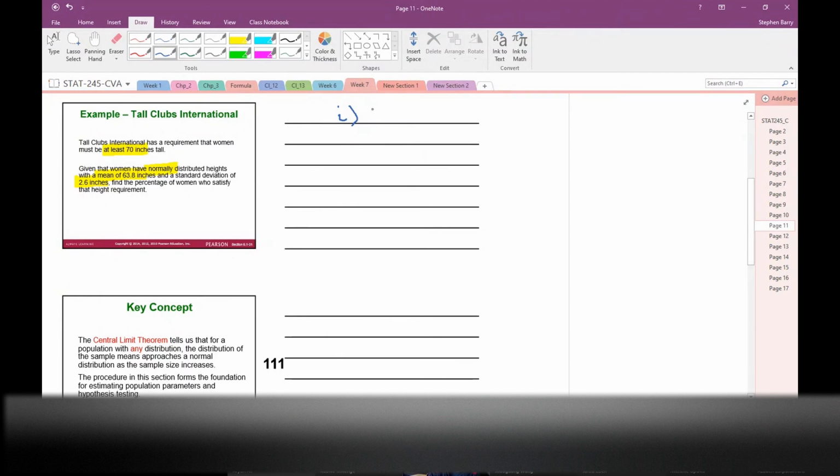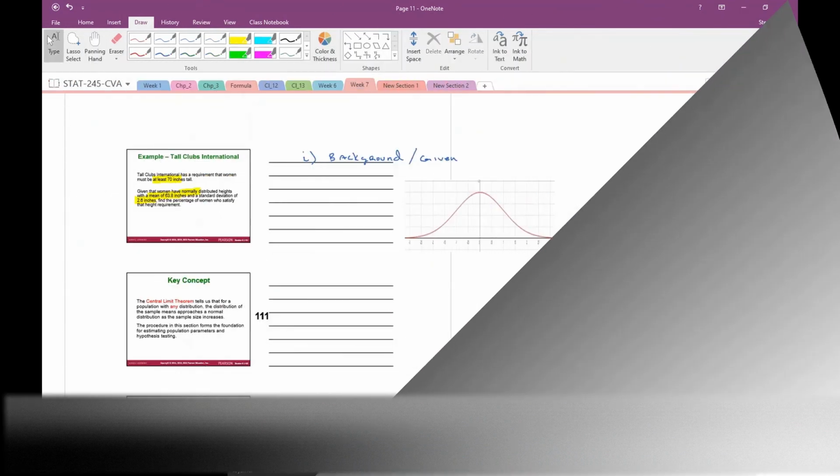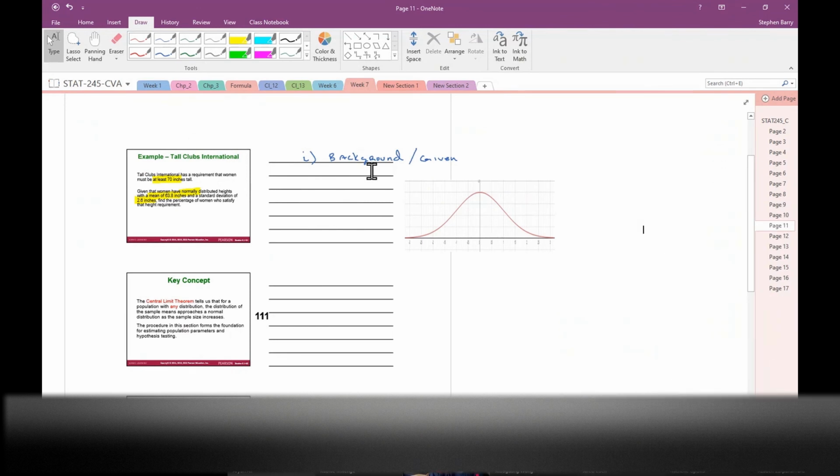And the first step is always, what do we know, right? What's the background? What, in other words, what do we know? What's given? Well, what I want you to do, and as they mentioned there, put what you do know onto the graph. So we know that the mean, which is here, so the average height is 63.8 inches, and we know the standard deviation.